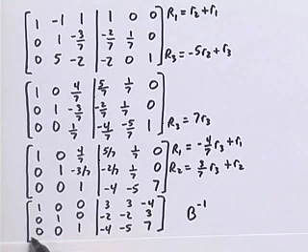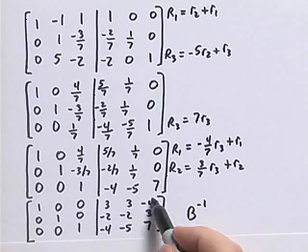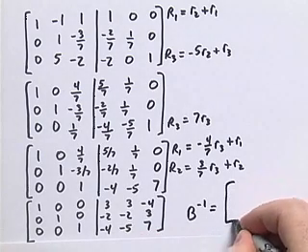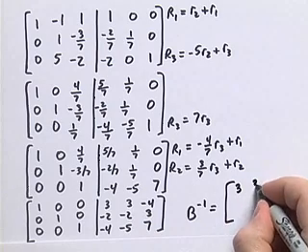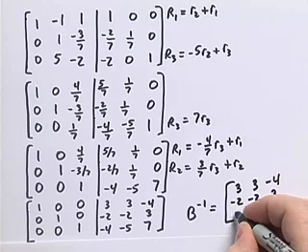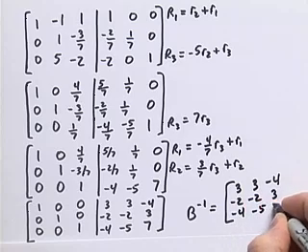Now that we have the identity matrix here, this resulting matrix is our inverse. And so B inverse is equal to the matrix with rows 3, 3, negative 4; negative 2, negative 2, 3; negative 4, negative 5, 7.